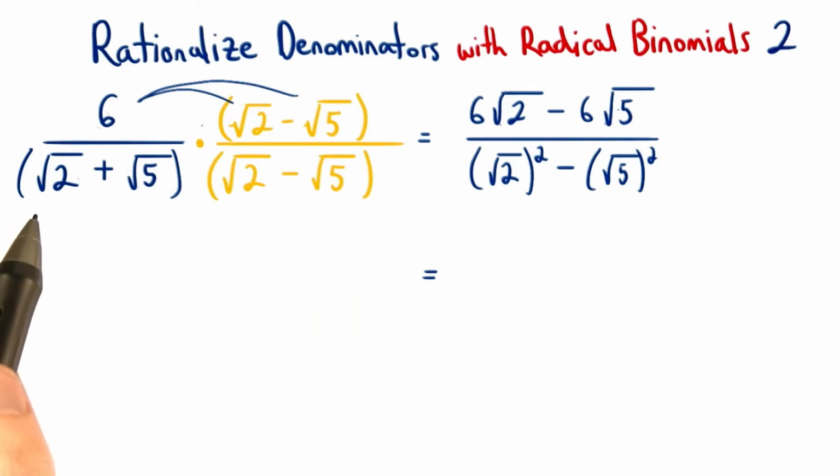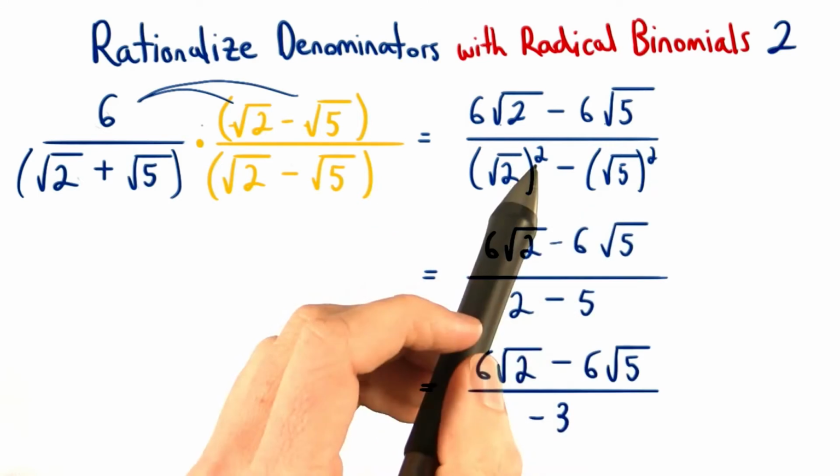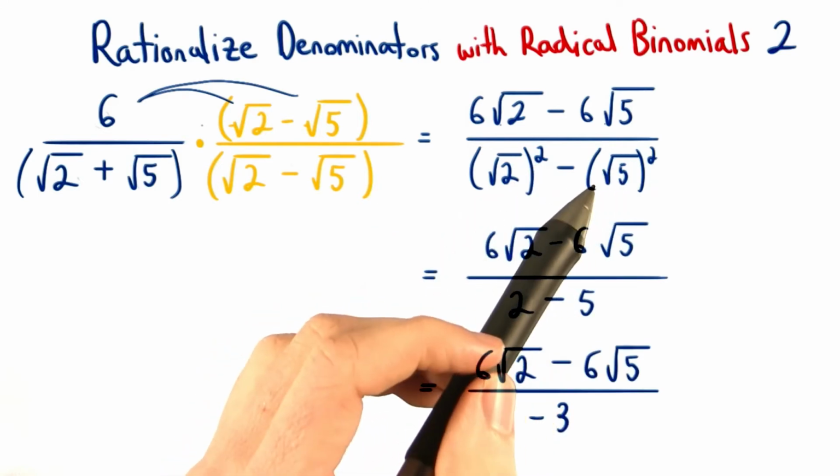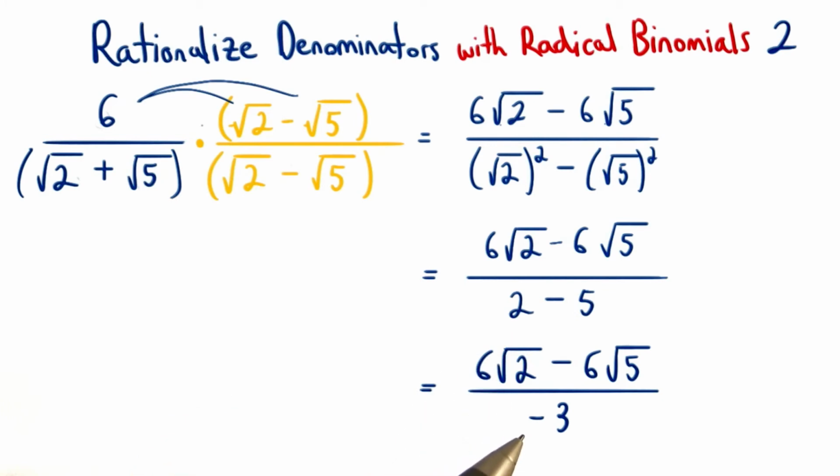Next, we use our difference of squares factoring pattern to do a squared minus b squared. We square root 2 to get 2, and we square root 5 to get 5. Next, we subtract in our denominator to get a denominator of negative 3.